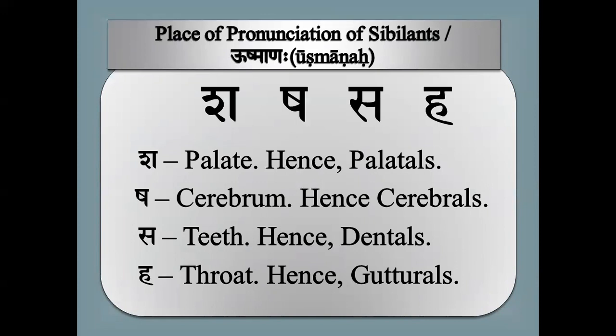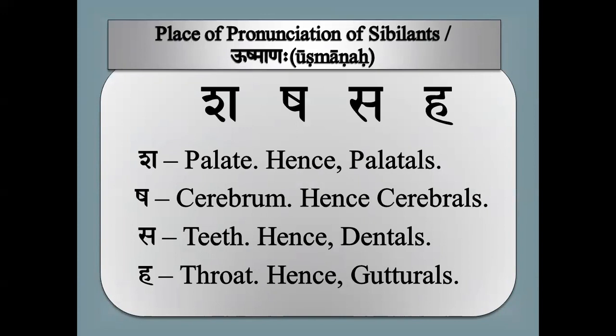These three are hard aspirate. That is what we saw in the beginning. These three are hard aspirate mahaprana. What is hard? What is soft? That we will see. But these are aspirate mahaprana. Ha, the last letter, is also mahaprana only. Sha, sha, sa, ha. All the four letters are mahaprana. They are aspirate. The first three, sha, sha, sa, are hard aspirate, and ha is soft aspirate.